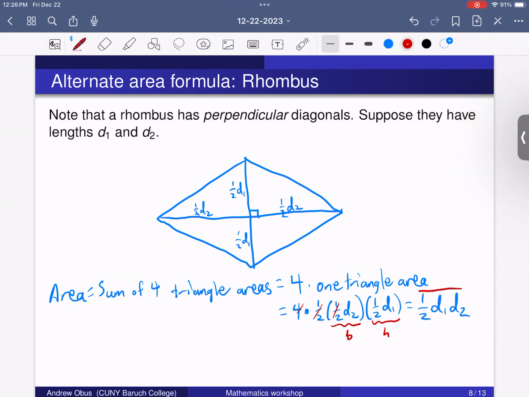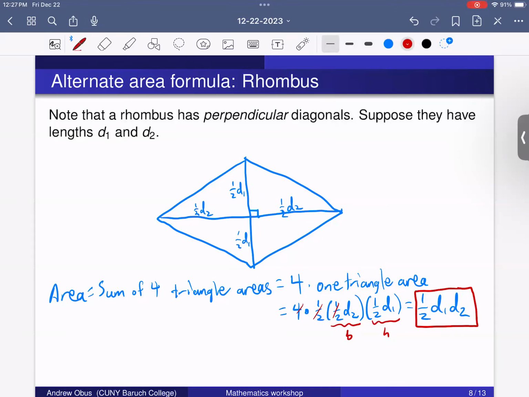So when you have a rhombus, you have this alternate area formula, which is given by 1/2 d1 d2. So if you know the diagonals of a rhombus, then you can get the area by taking the product of the diagonals and then multiplying by 1/2. Okay. All right. So any questions about how we get this formula?